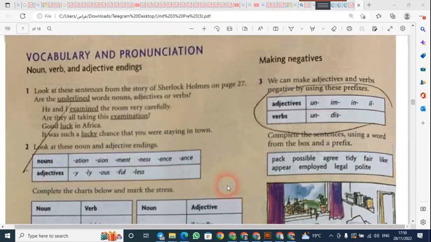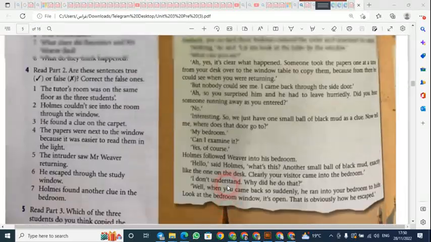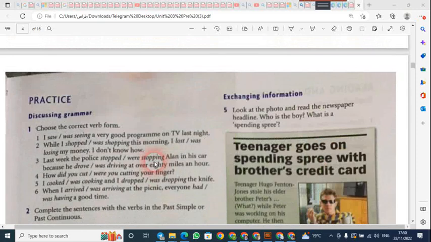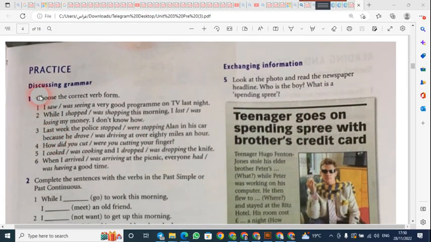Now let's get back. We have an exercise here. We will do quickly. تمرين نحاول نحله بشكل سريع. Choose the correct verb form. Here we have two choices. Past simple, past continuous. لدينا خياران. ماضي بسيط, ماضي مستمر. And we should choose the suitable one. يجب أن نختار المناسب. I saw or I was seeing a very good program on TV last night.